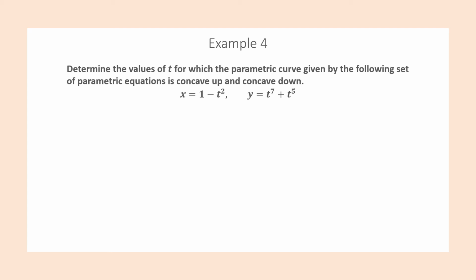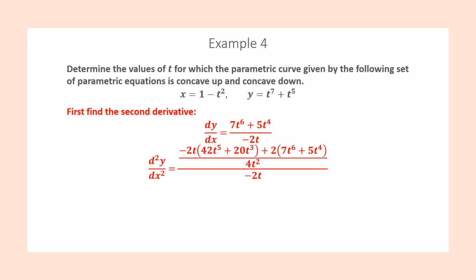All right, so example 4 says determine the values of t for which the equation is concave up and concave down. We should know by now that if we need to find concavity, we have to find the second derivative. So I'm going to start by finding that second derivative. In order to do that, I must find the first derivative. Remember, the first derivative is dy/dt over dx/dt. So I have (7t to the 6th plus 5t to the 4th) over negative 2t.